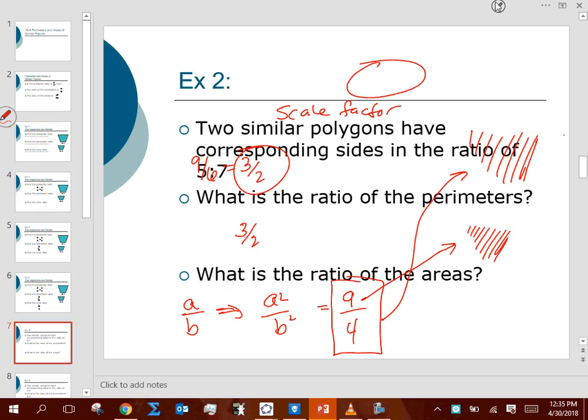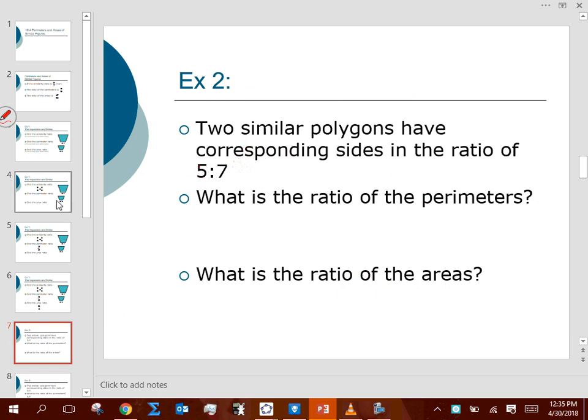All right, so let's do another example. It says 2 similar polygons have corresponding sides in the ratio of 5 to 7. You don't know how many sides. You don't know if it's a triangle, if they're rectangles, if they're pentagons, octagons, whatever. You don't even know if they're regular or not. They're just similar. So you know all the side lengths correspond to one another and are proportional, and all the angles that correspond are congruent. Okay? What's the ratio of the perimeters if their scale factor is 5 to 7?